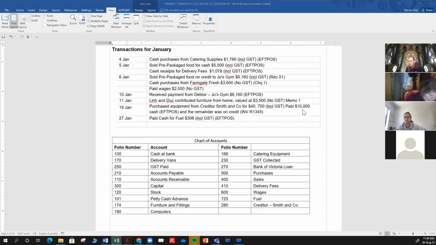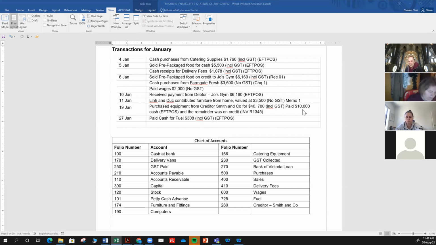Now let's sort this out again. 40,700 less 10,000 paid. How much have we got? 30,700. So where does this 30,700 go to? Accounts payable. Excellent. And accounts payable is which folio for this particular creditor? 210. Oh, for this particular creditor, 280. Okay, cool. Now, so we credit 3,700 to 280.